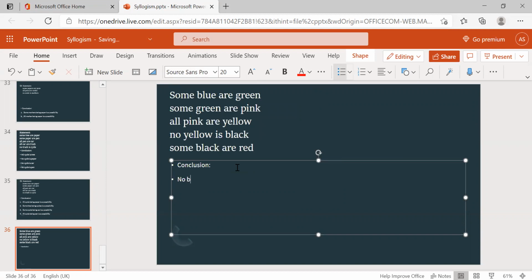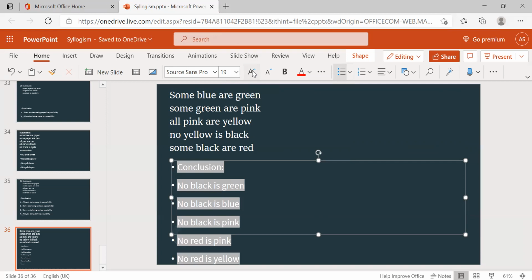So first, no black is green. No black is blue. No black is pink. No red is pink. No red is yellow. Here all the statements are "no" statements. Okay. Then based on this, you have to find out which one is the correct one.